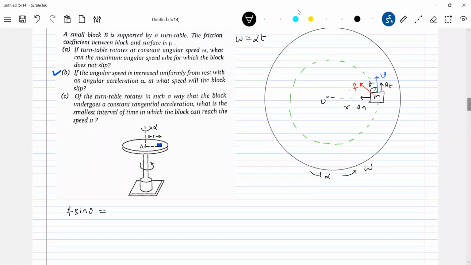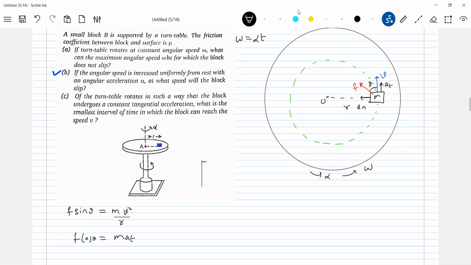F sine theta equal to m v squared by r. If you want, I'll write linear speed. It should be like this, no? That's all. A component of friction provides the required centripetal force. Who will make it accelerate? A component of friction only, m a t. This will be really difficult. So I'll do one thing.